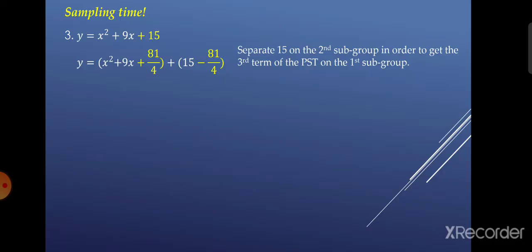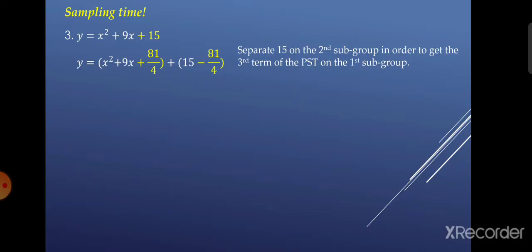Question: how do we get 81 over 4? Okay, the middle term here is 9. Half of 9 is, we can't take half of 9 directly, so 9 over 2. Then, the square of 9 over 2. What is 9 over 2 times 9 over 2? 9 times 9 is 81, 2 times 2 is 4, so 81 over 4.